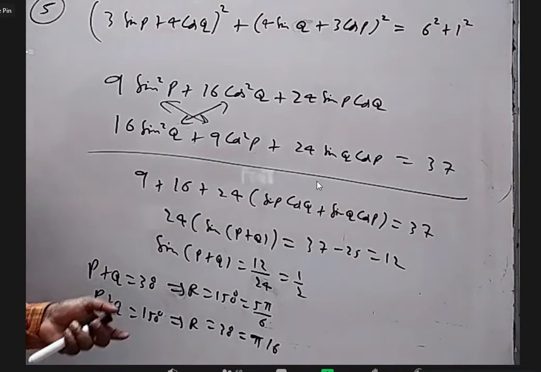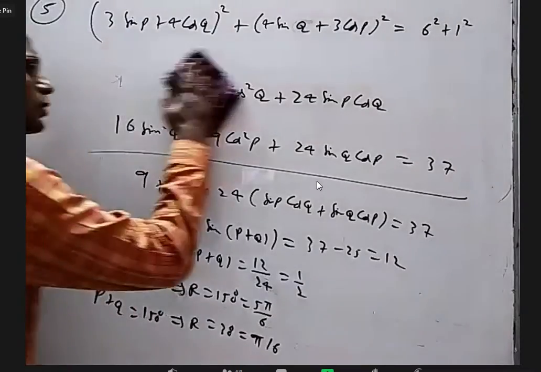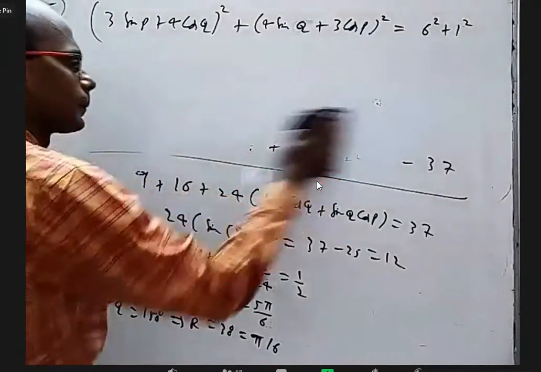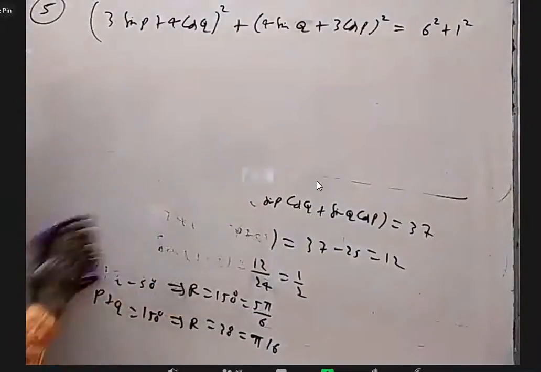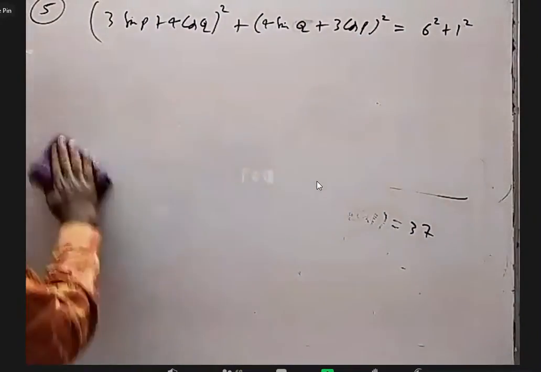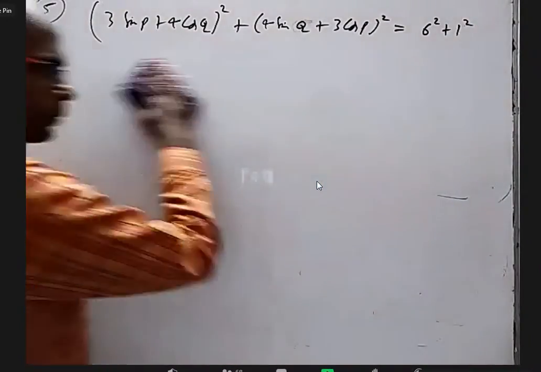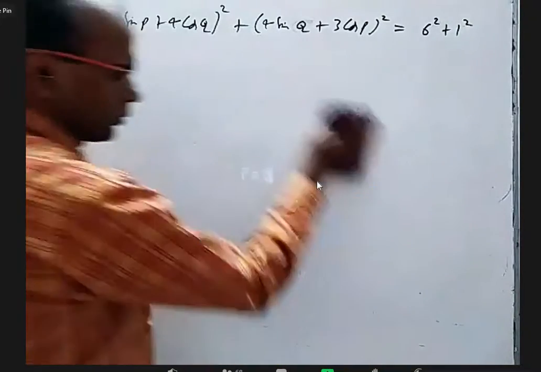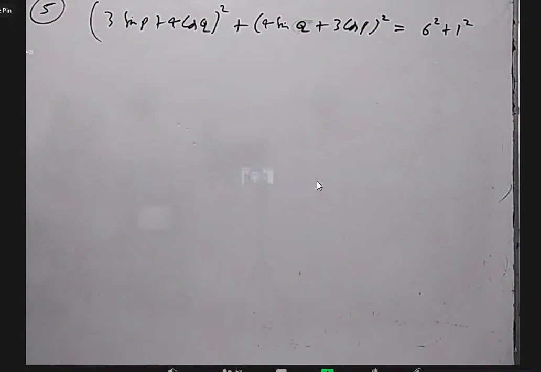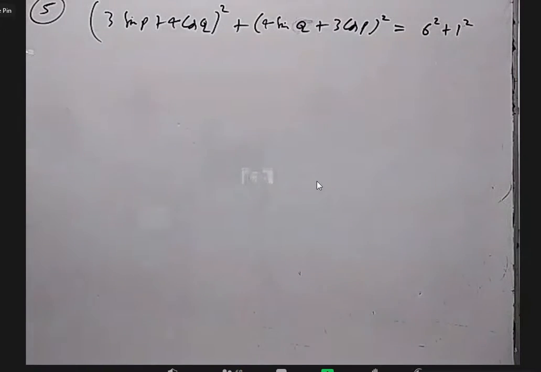Okay, can I erase this whole thing? Sir, if R is equal to 5 pi by 6, meaning 150 degrees, then P is less than pi by 6. Then sin P is less than 1 by 2. And so 3 sin P plus 4 cos Q is less than 1 by 2 plus 4. Thus R is equal to pi by 6, sir.